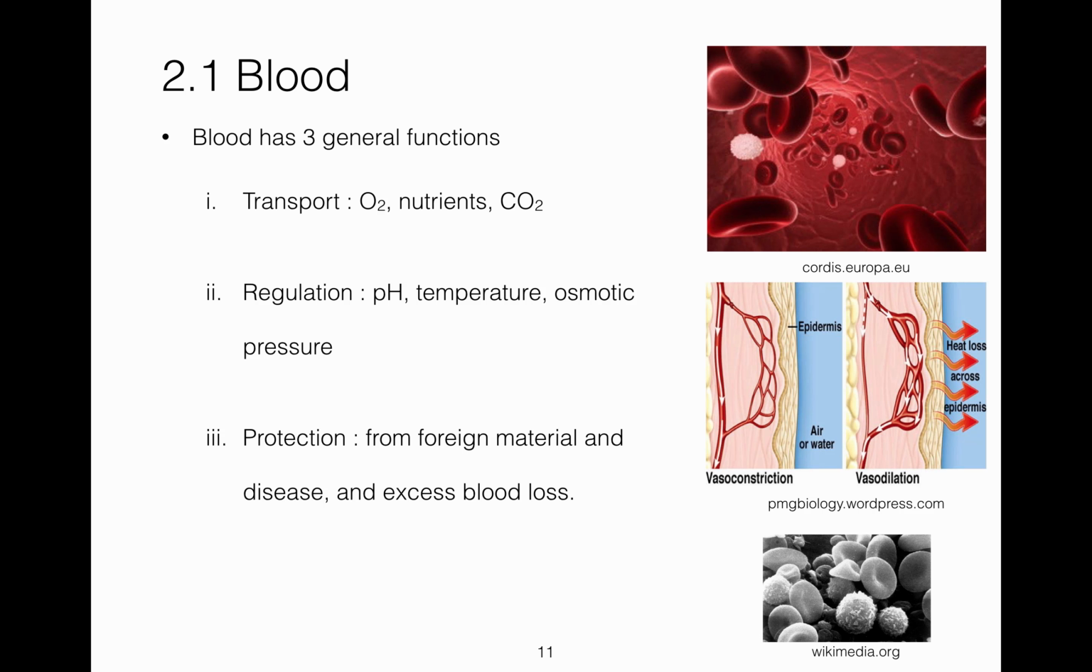Blood. Blood has 3 general functions. Firstly, transport. That is, via its components, blood enables the transport of elements around the body. Secondly, regulation. That is, blood helps to maintain a stable pH, temperature, and osmotic pressure. And thirdly, protection. Blood helps to defend from foreign materials and disease and excess blood loss.